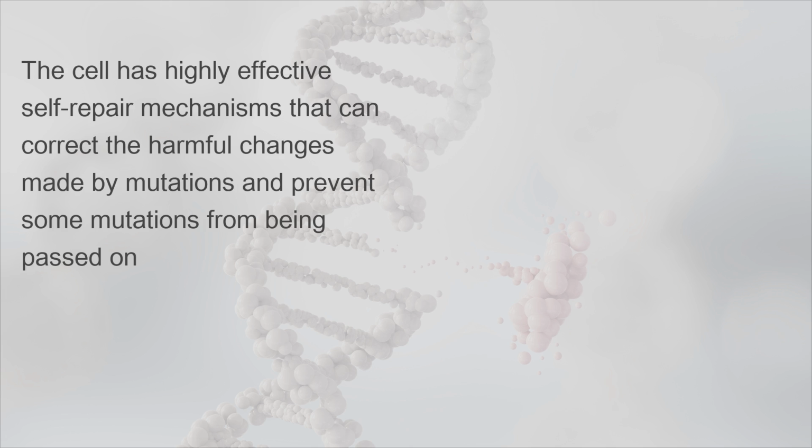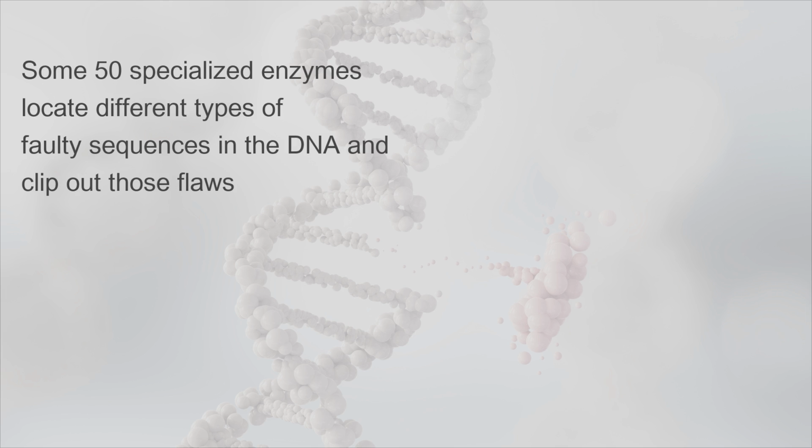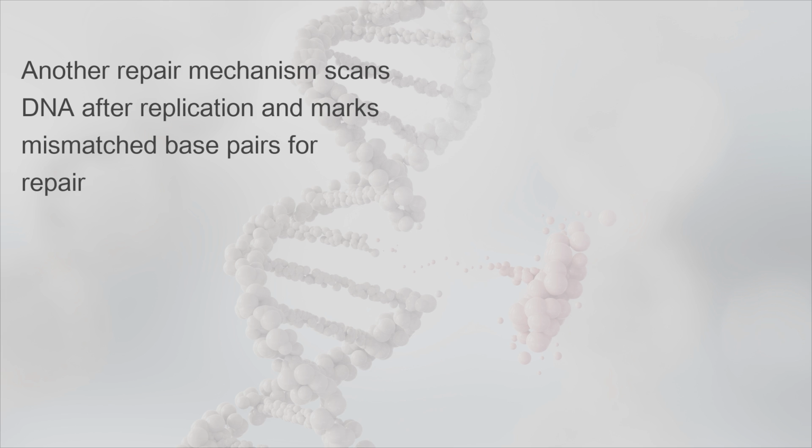The cell has highly effective self-repair mechanisms that can correct the harmful changes made by mutations and prevent some mutations from being passed on. Some 50 specialized enzymes locate different types of faulty sequences in the DNA and clip out those flaws. Another repair mechanism scans DNA after replication and marks mismatched base pairs for repair.